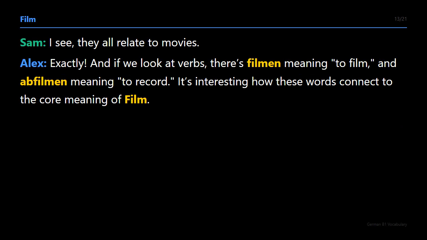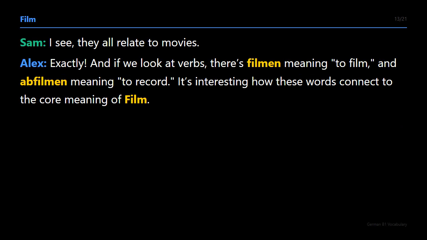And if we look at verbs, there's filmen, meaning to film, and abfilmen, meaning to record. It's interesting how these words connect to the core meaning of Film.